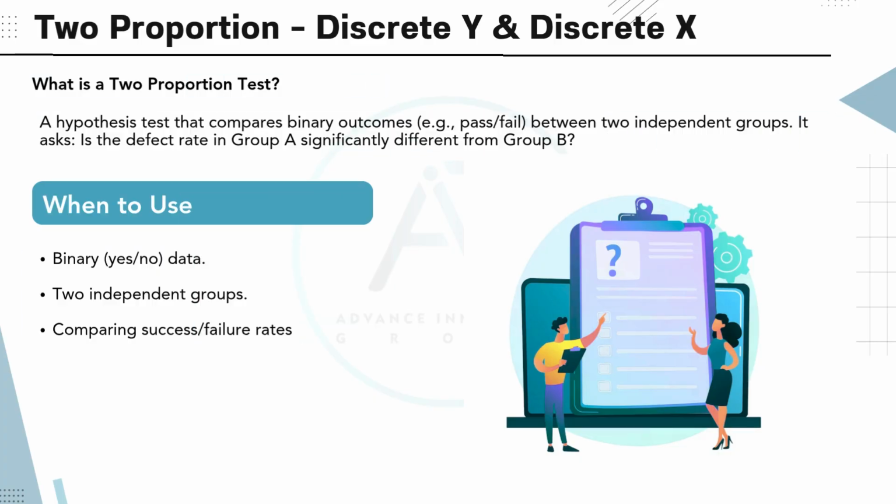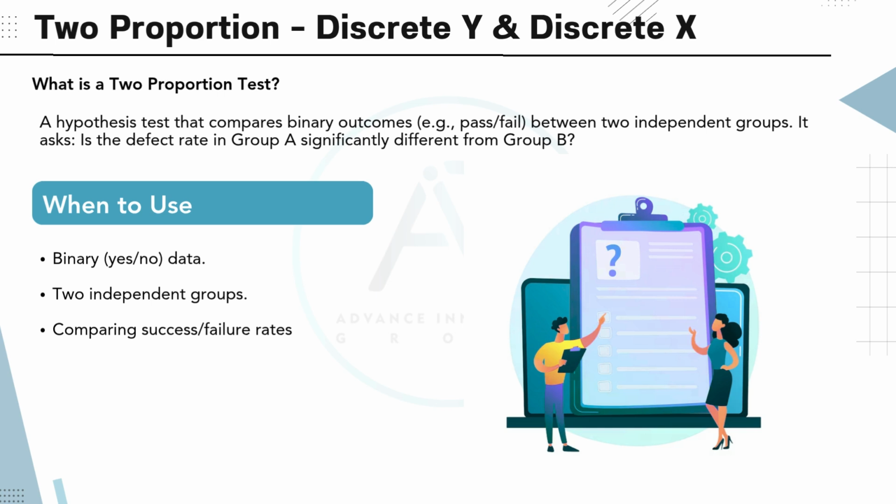Now that we've seen when and why the two-proportion test is used, let's define it more formally. The two-proportion test is a type of hypothesis test used to compare binary outcomes, like yes, no, or pass, fail, between two independent groups. It answers a very practical question: Is the proportion of a certain outcome in Group A significantly different from Group B? For example, is the defect rate in production line 1 different from production line 2?